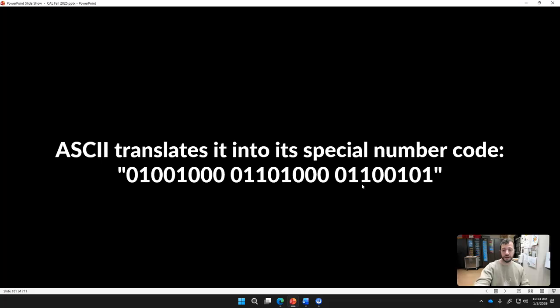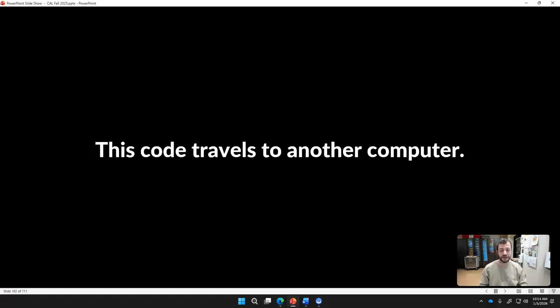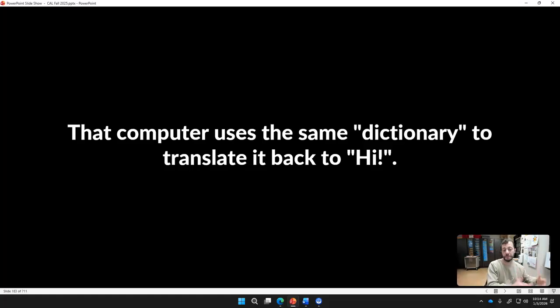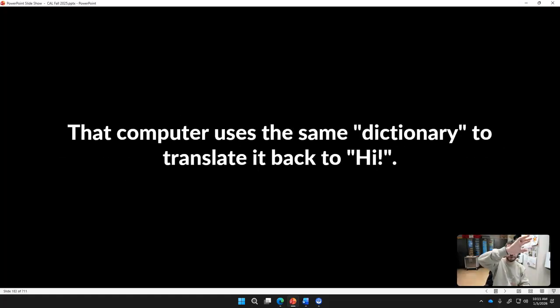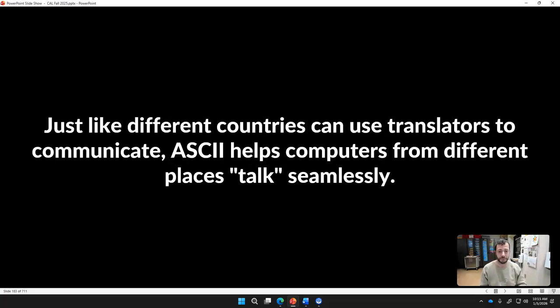This string of zeros and ones goes from your computer over the internet to your friend's computer, and then that computer uses the dictionary after traveling there to translate it back to HI. So you type HI, hit send, it translates that into the machine code of that string of 24 zeros and ones. Then it goes over the internet to your friend's computer. It reads the 24 binary digits, uses the dictionary, and translates it back to HI in your messaging app, which is how computers are able to use machine code in the dictionary.